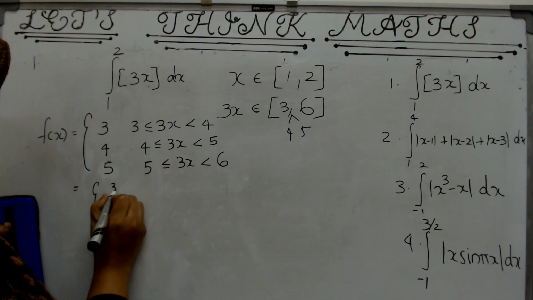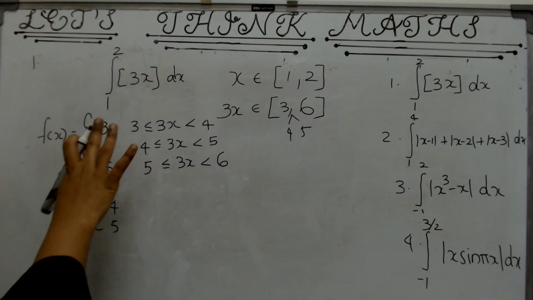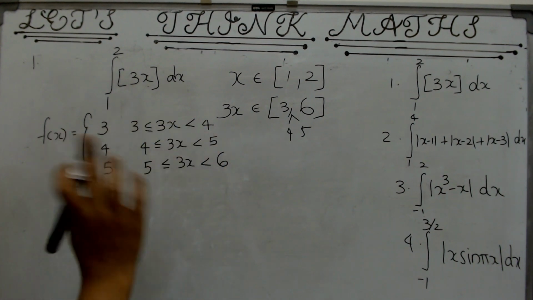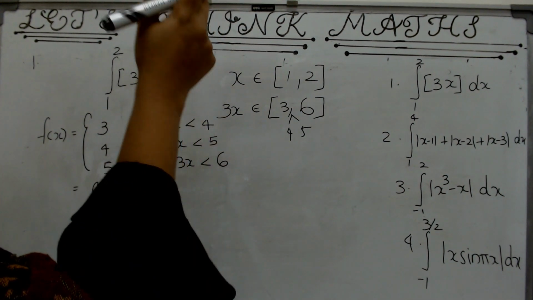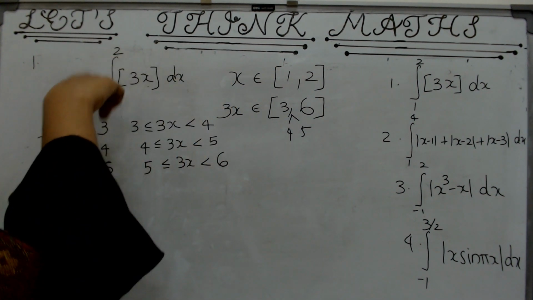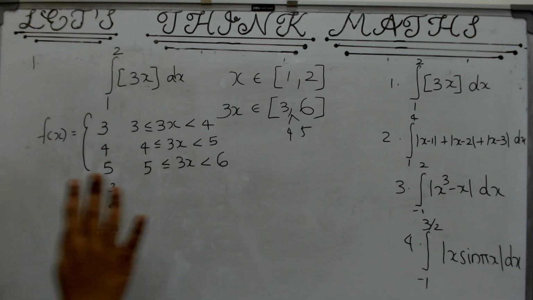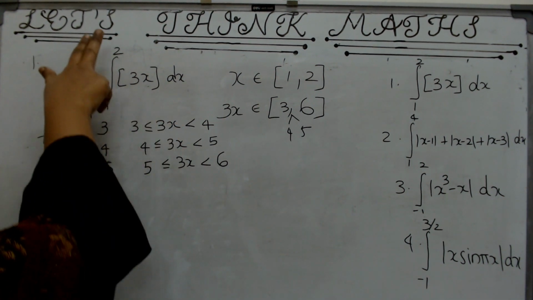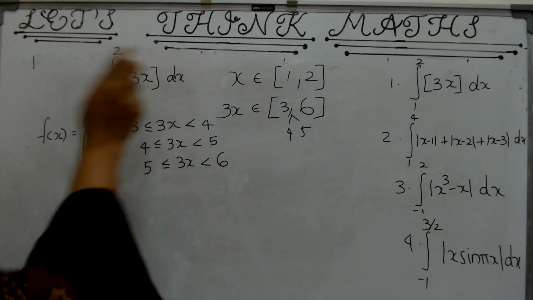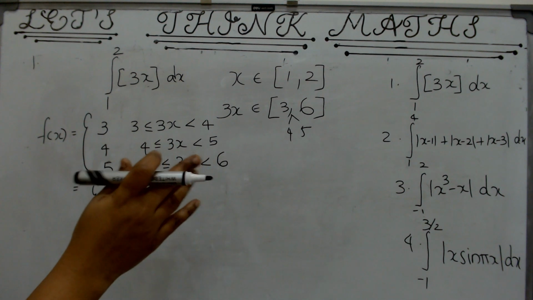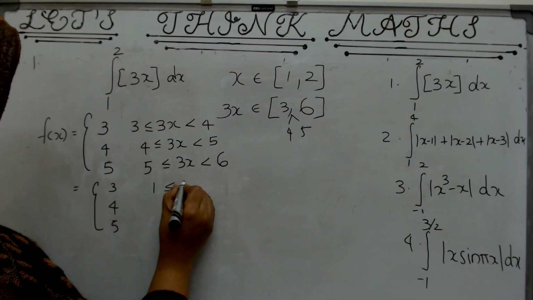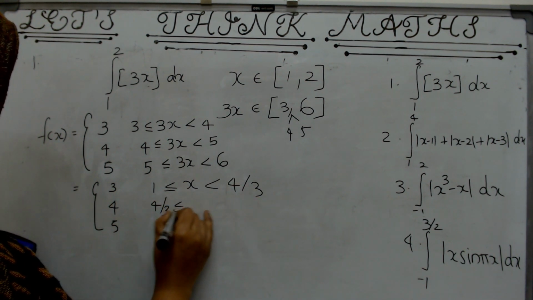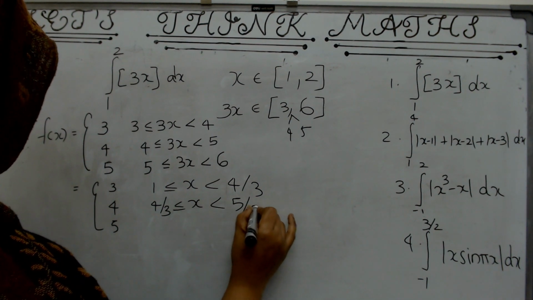Again, there are no x here, so we don't have to worry about this. But what about here? 3x varying from 3 to 4. But 3x is not our original variable, right? Our original variable is x. And we can't change our limits. Our limits have to be 1 to 2. It cannot be 3 to 6. So we cannot take the values of 3x. We have to integrate it within the limits of x. So how do we make this x? Divide throughout by 3. Then 1 less than or equal to x, strictly less than 4 by 3. Then again 4 by 3 less than or equal to x, strictly less than 5 by 3.